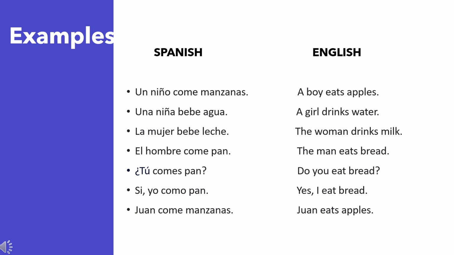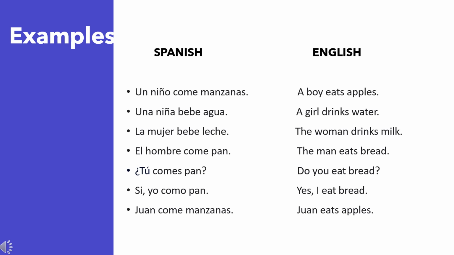Next sentence: Una niña bebe agua, which means a girl drinks water. Una niña means a girl. Bebe means drink. Agua means water. So, una niña bebe agua, which means a girl drinks water.